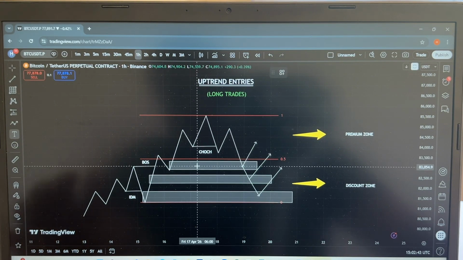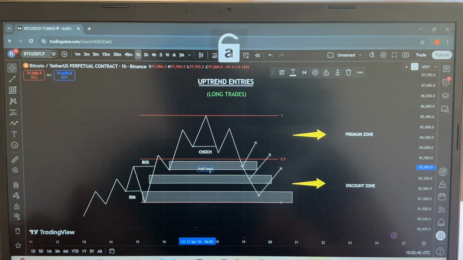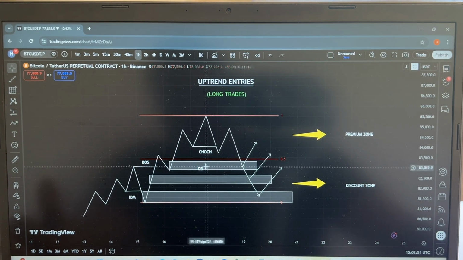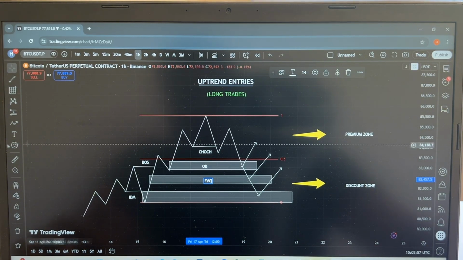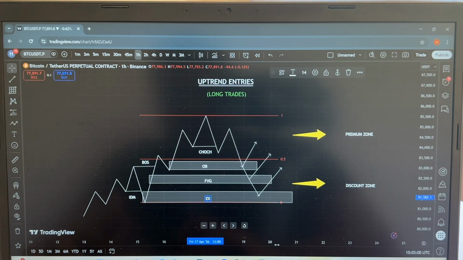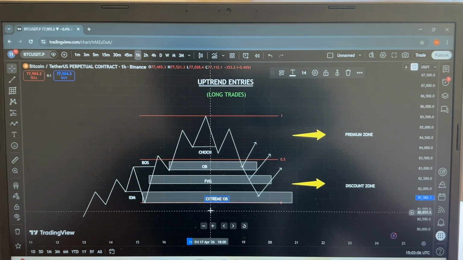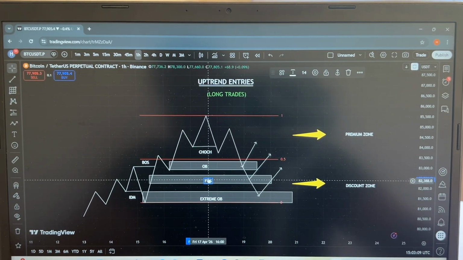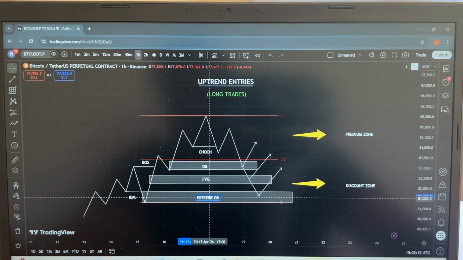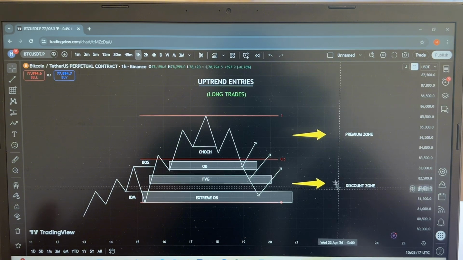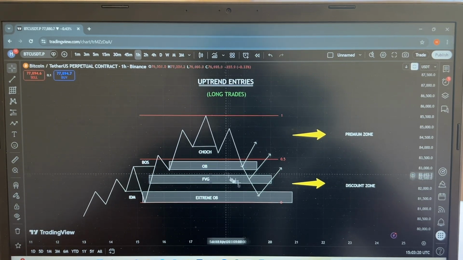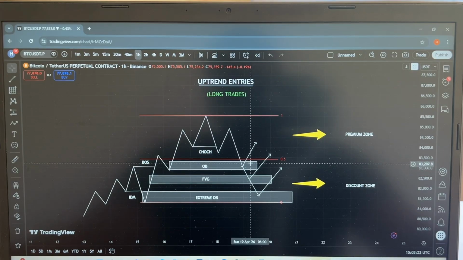Let's say these are just examples. Let's say this is an OB, this is an OB, and this is an FEG, and this is the extreme OB. So these are just examples. I'm just gonna show you guys how these work. If you're getting into entries, there's no difference in any of these levels. It's not going to be different because this is an OB or this is an FEG. It's going to be the same thing. You just put the entry and just get into it.